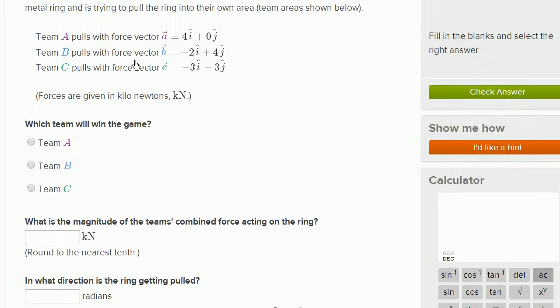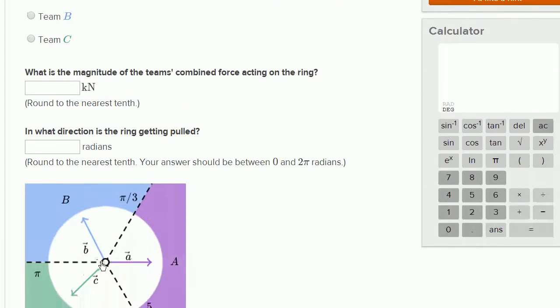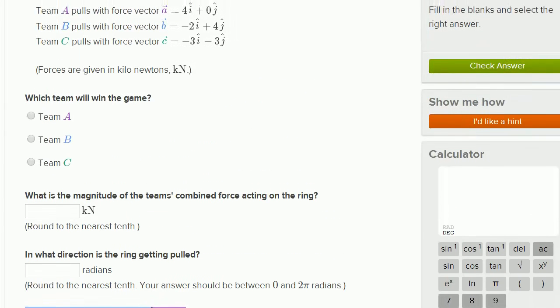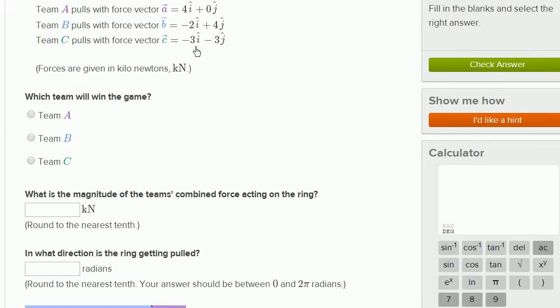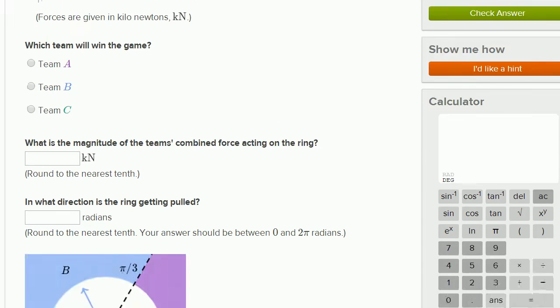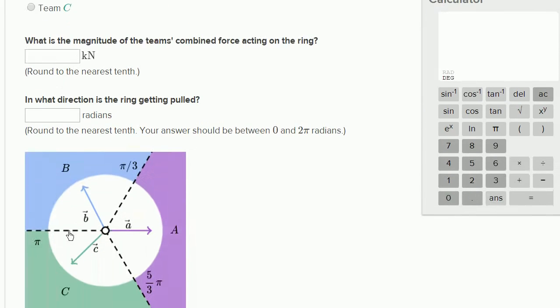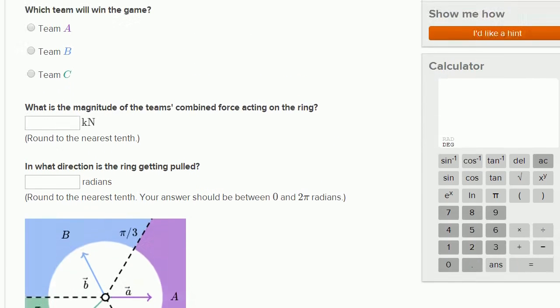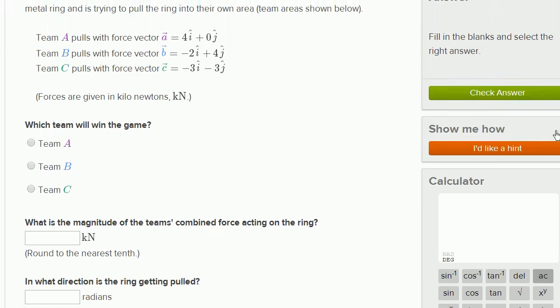Team B pulls with force vector negative 2i plus 4j. So it's to the left and up. And we see that, negative 2i plus 4j. Then Team C pulls with a force vector negative 3i minus 3j. So let's see, negative 3i minus 3j. Yep, that seems consistent with the diagram. Forces are given in kilonewtons. All right, which team will win the game?